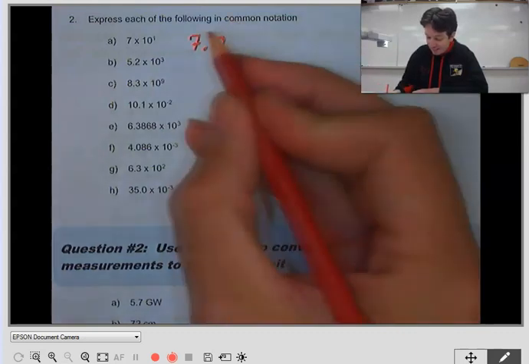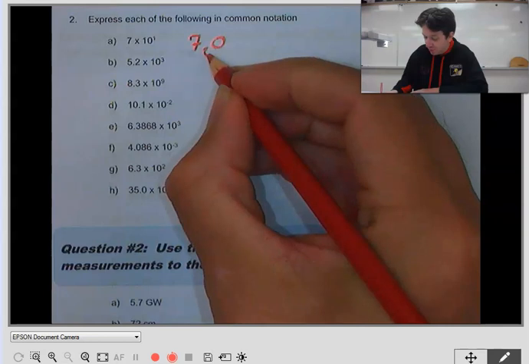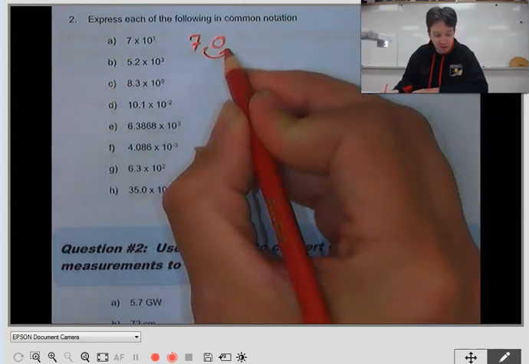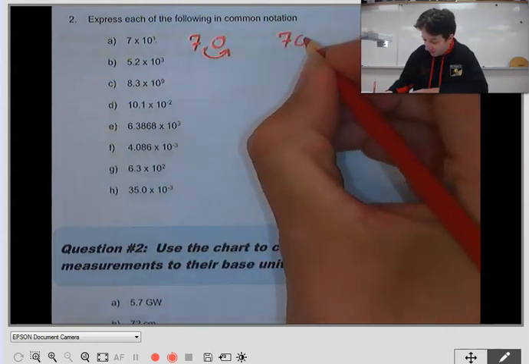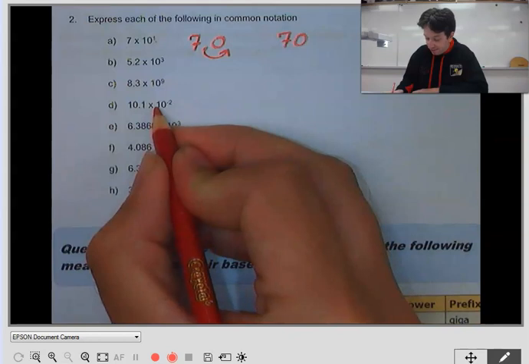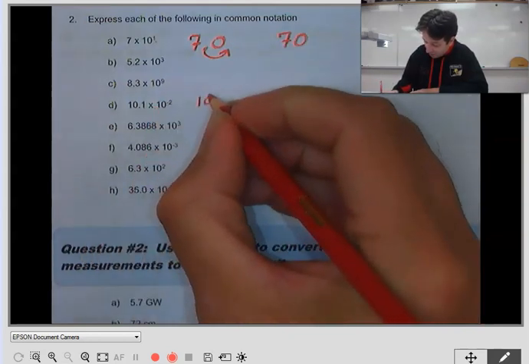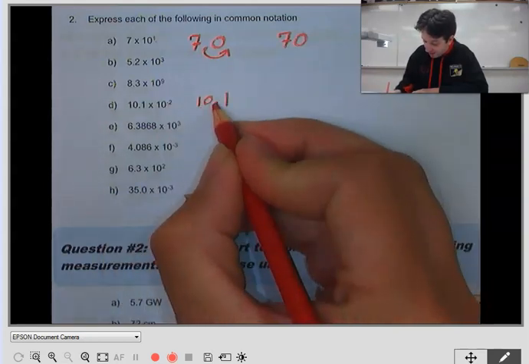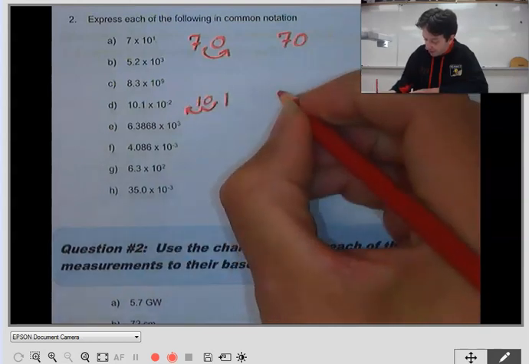In this case, since we're undoing it, if it's a positive exponent, we're going to move it to the right. And it's to the power of 1, so we're just going to move it to the right once. So we end up with 70. Down here, for example, if you have a negative exponent, so let me write 10.1, we're going to move it to the left. So to undo it, left 2 spaces, and we have 0.101.